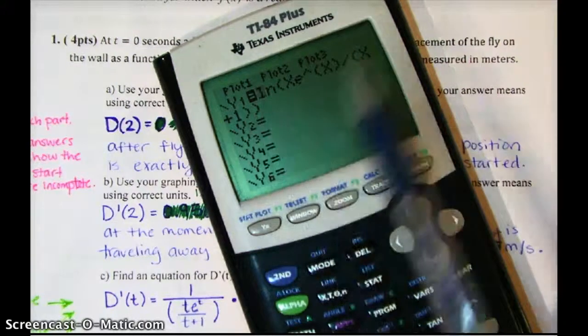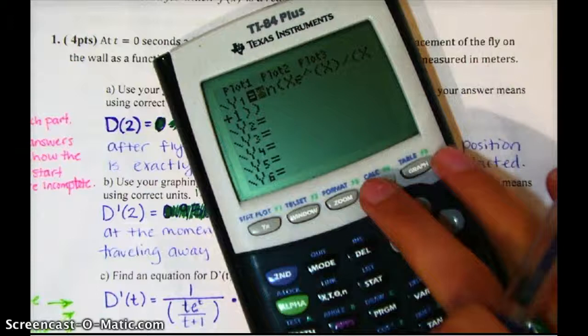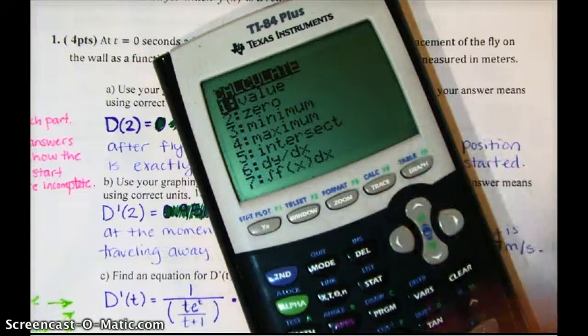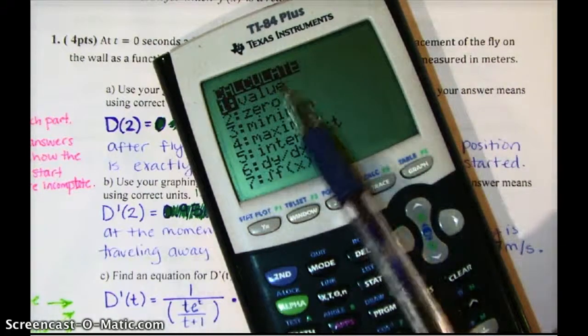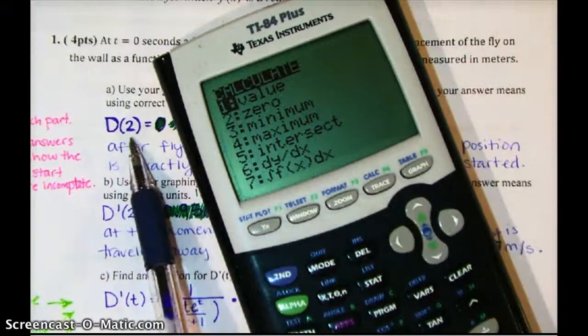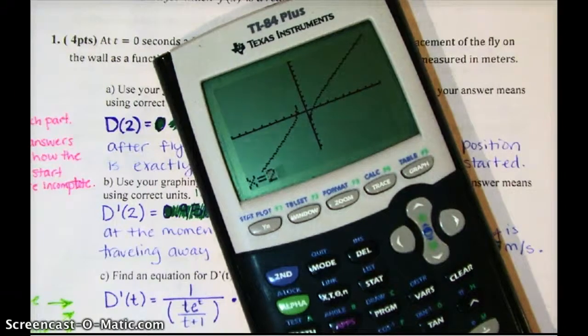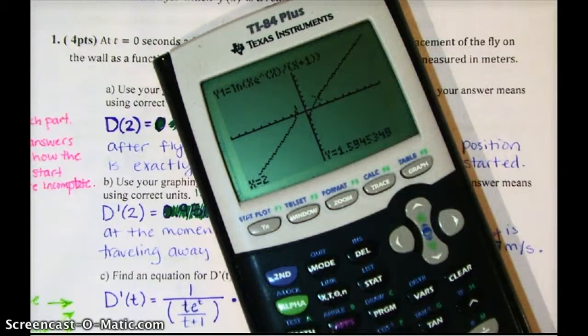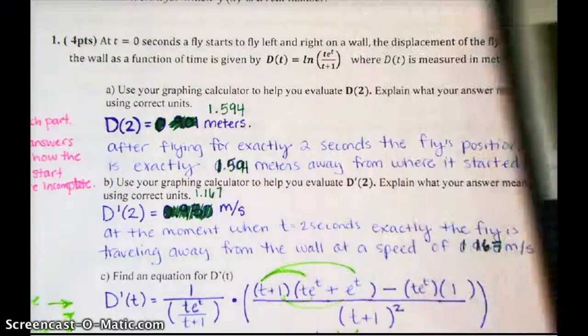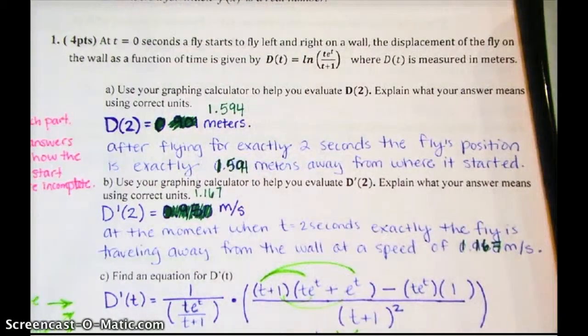Once you have the equation, you can go to second calculate, and you just want to calculate the value. What value? The value where x equals 2. So I'm going to hit value. The calculator needs a second to do its little graphing thing. But once it's set, it allows me to type in 2, and when I hit enter, I get 1.594 as the value. Now that's only half the deal because you also need to explain it. So what does it mean?